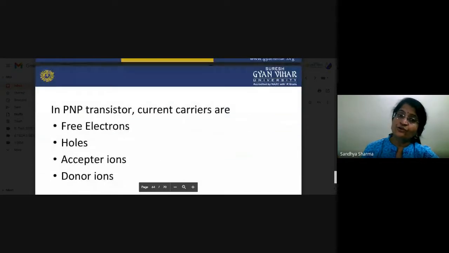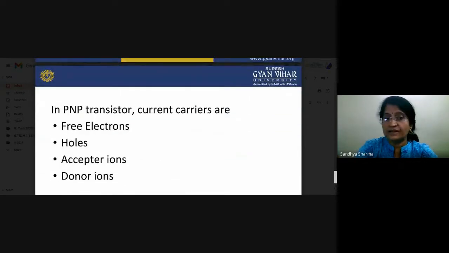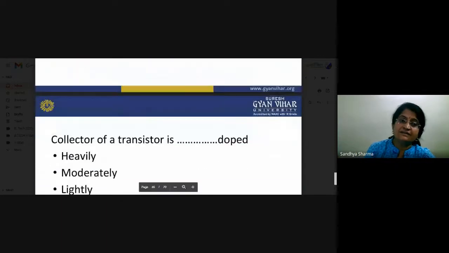I have also told you in our lecture, so I think you have to be clear about the current carriers in a PNP transistor. You have to know if you are choosing different materials, PNP and NPN. Okay, are you getting my point? You have to know what type of biasing you have to apply and what type of charge carriers will be in your transistor. That is the reason you can design it.